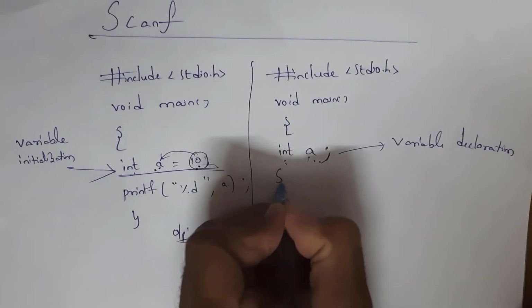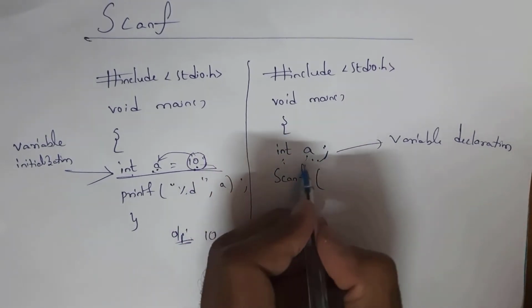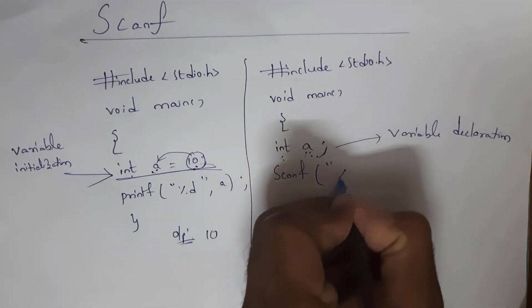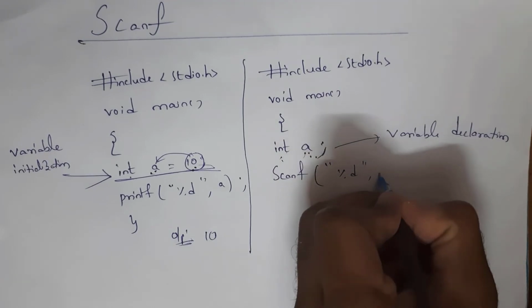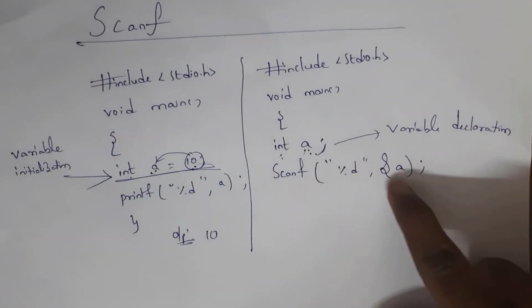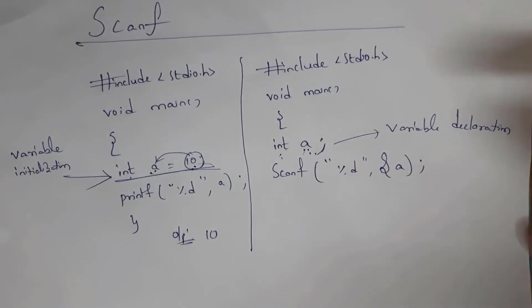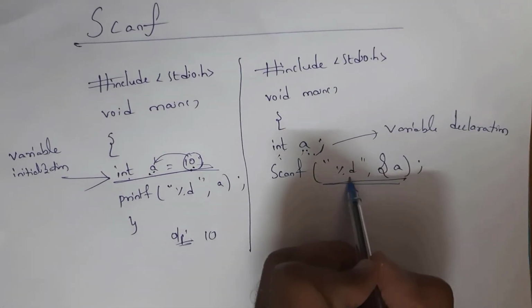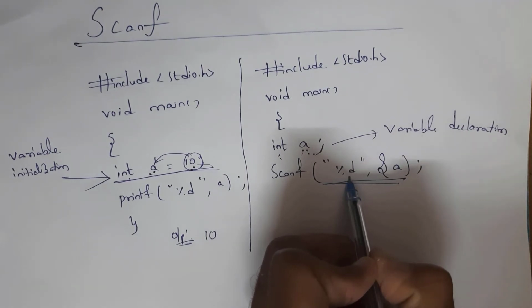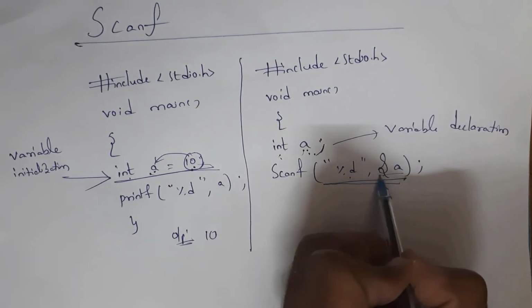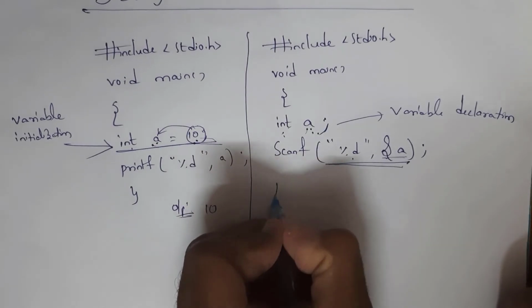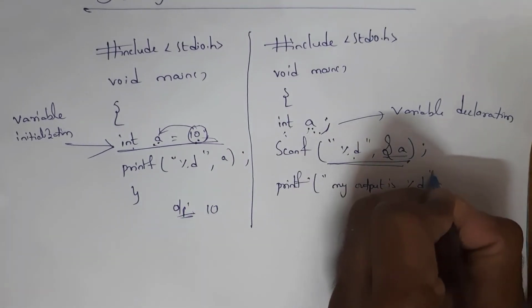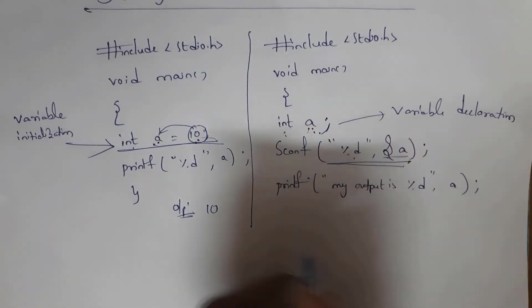You can assign a value to this variable by using the scanf function. So I am taking scanf here. This a is integer type, so I am taking %d, comma. For scanf, you need to use &a. Whenever you write this line of code, you can assign a value to variable a after executing a program. The meaning of this is, I can assign an integer value and this value is stored in address a, where & represents address. Next I am writing printf, my output is %d, comma a, semicolon.